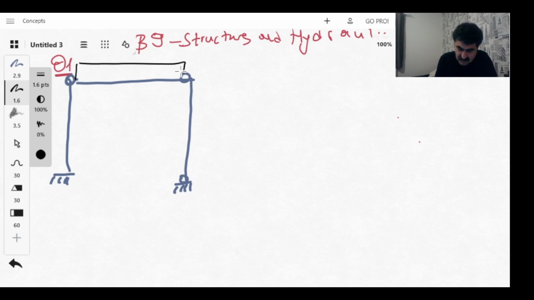We have a distributed load, and this is Q equal to 25 kilonewton per meter, and this is a uniform distributed snow load. Since it is snow load, we can consider this as a live load.